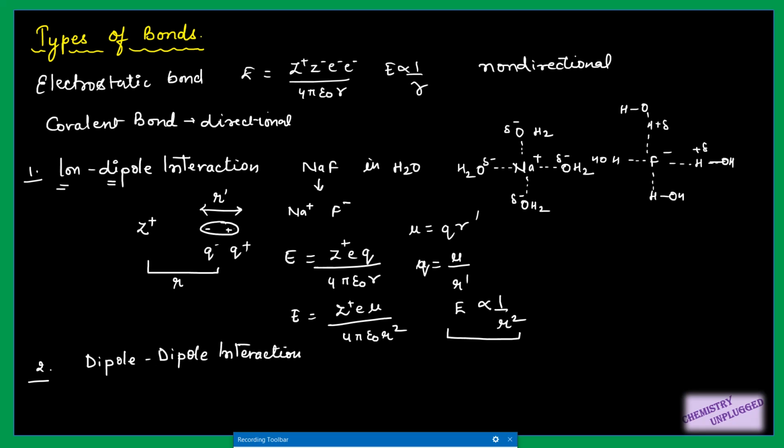It is between two dipoles which are already dipole, and their energy is inversely proportional to r cube, which is further lower than ion-dipole interaction. Then the third type is permanent dipole and induced dipole interaction, meaning one will be a permanent dipole in nature and in the other one the dipole characteristics will be induced, right?